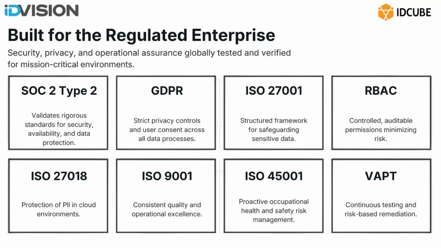You have your VAPTs, which is vulnerability and penetration testing, which tests whether your system is actually impenetrable by using various methods to try to attack it, and then it gives you a report. This certification is done every year to ensure that you are running the most up-to-date system without any kind of security vulnerabilities. And then you have your health and safety ISO certifications and your quality and operational excellence certifications. So all of these certifications are available with IDCUBE.